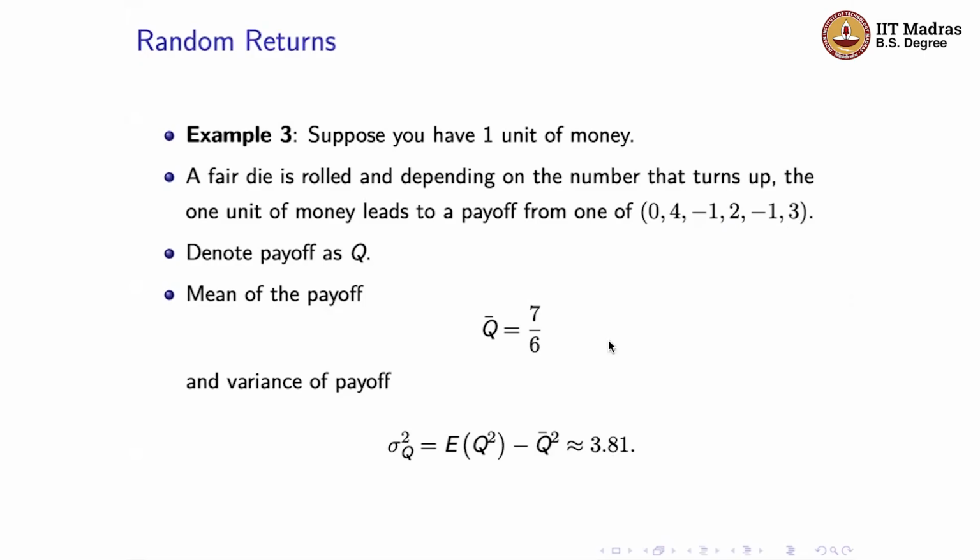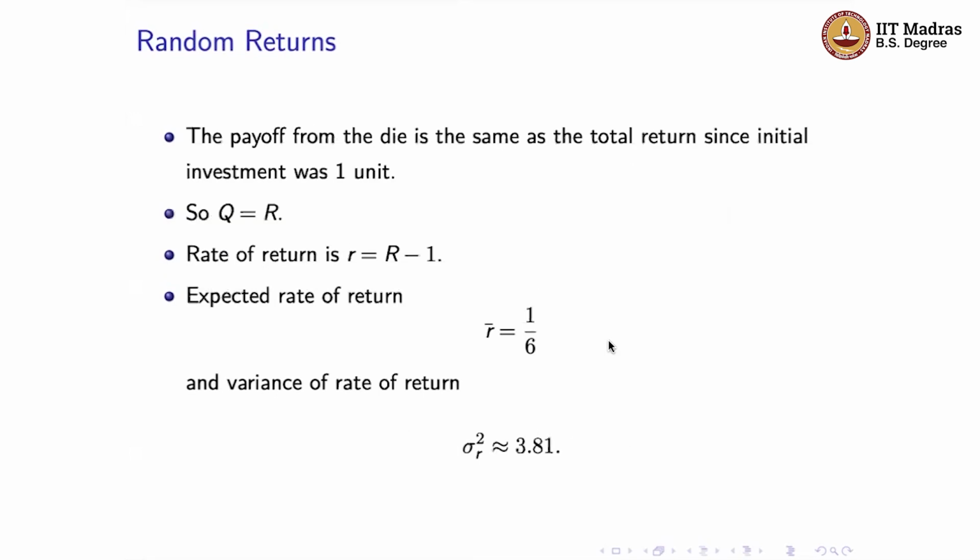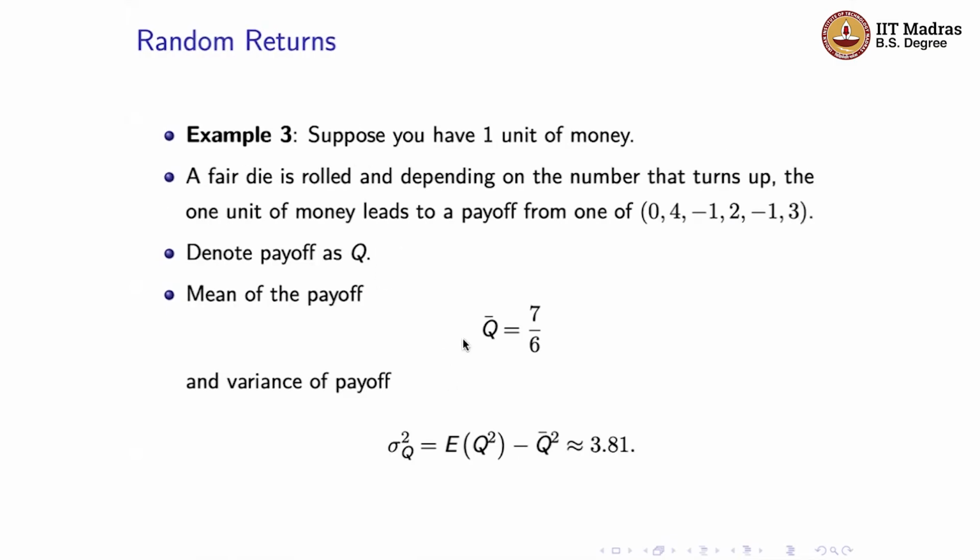How do we move from here to the total return? Well, the initial investment was 1 unit, right? So the payoff is the same as the total return. And so Q is equal to R, right? So this also gives the expected total return and the variance of the total return.